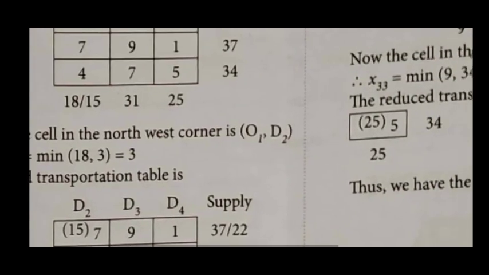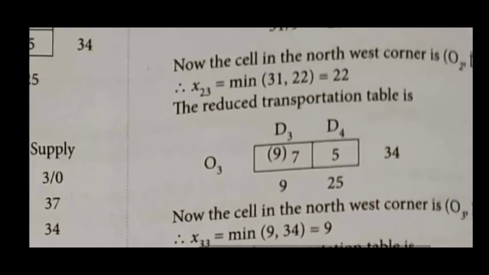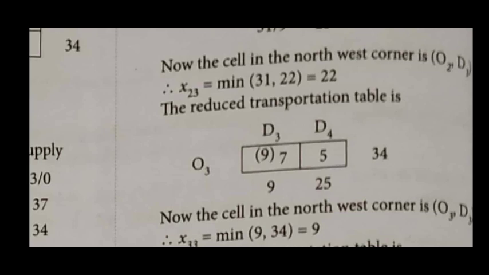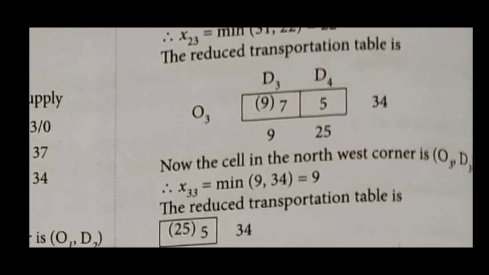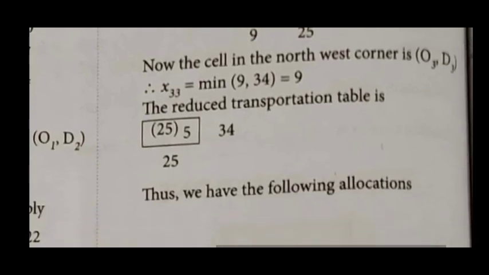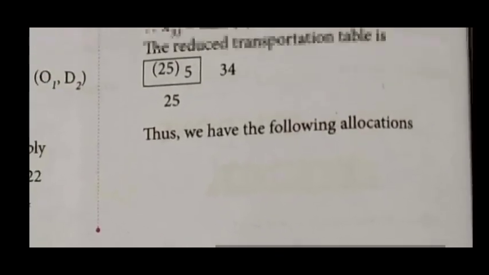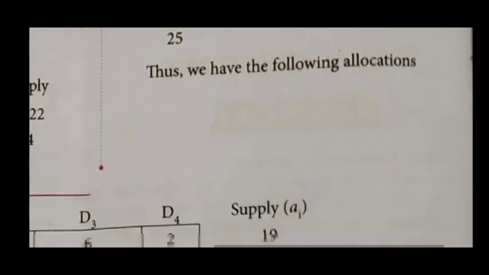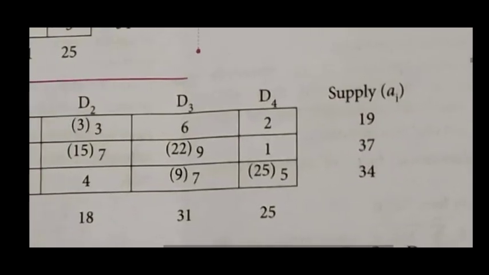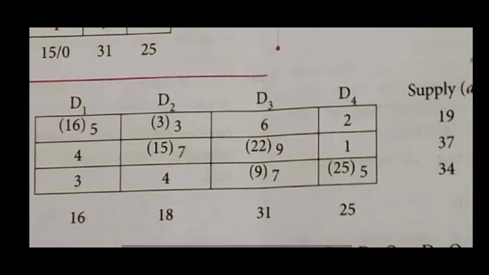After doing like this, now again we compare D3 and O3. So the supply is 34 and demand is 9. So 9 is the minimum of 9 and 34. Therefore 9 minus 9 becomes 0. 34 minus 9 we take. Thus we have the following allocation like this. After completing this we are getting the allocation like this.